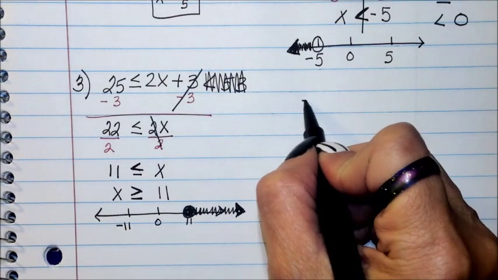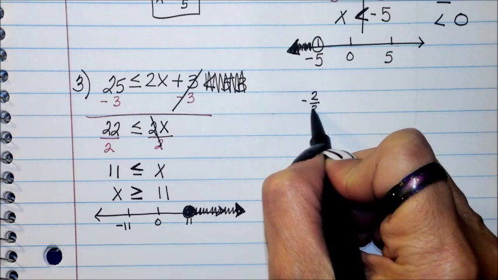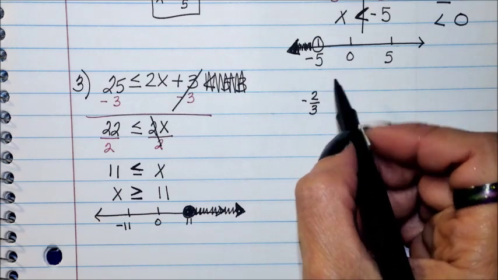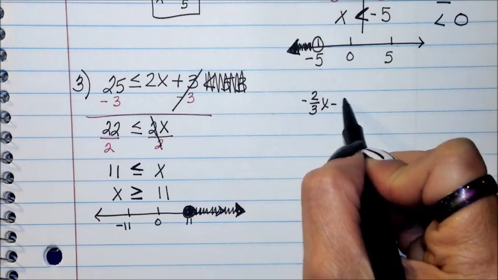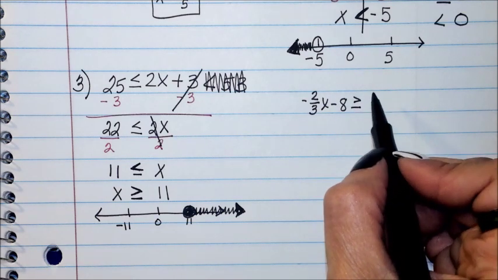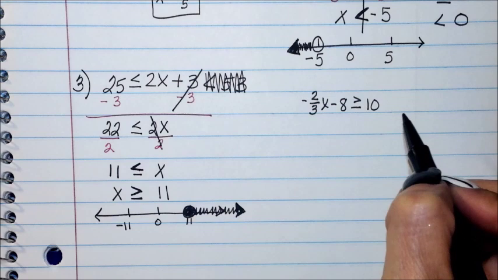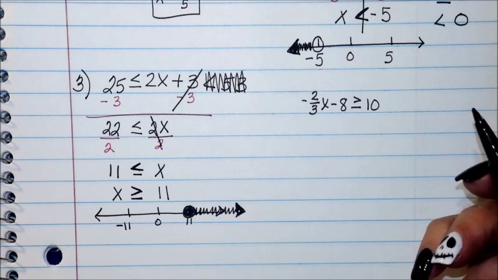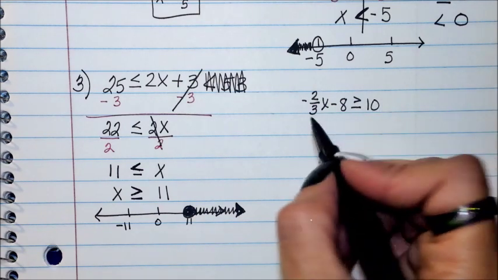Okay, so let's do negative 2/3 x minus 8 greater than or equal to 10. And then it's got the "or," and then it's got the other one. So we're going to do both of these.